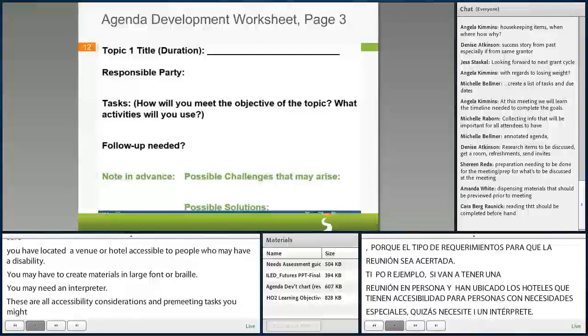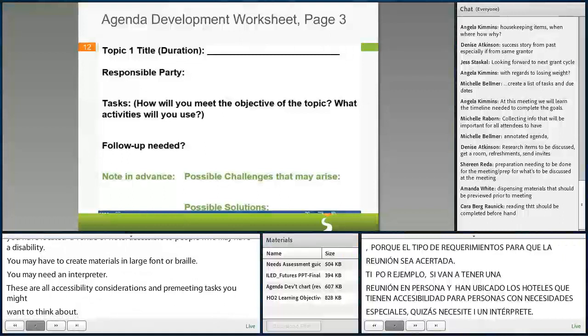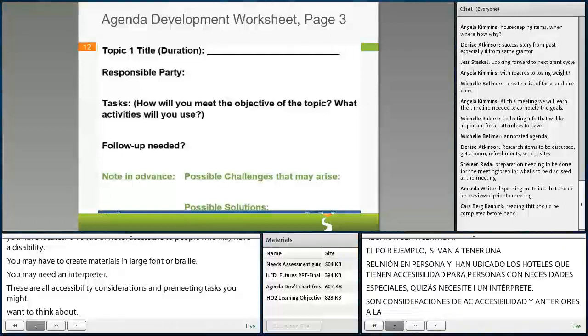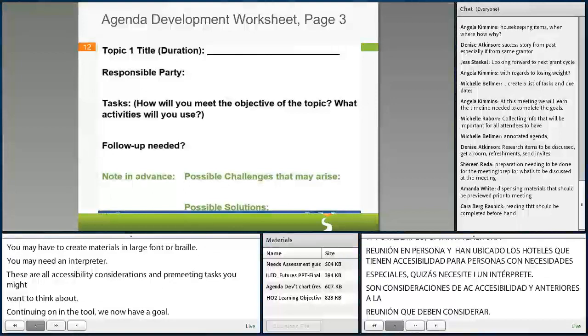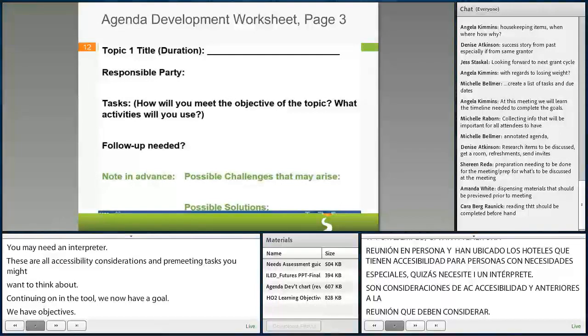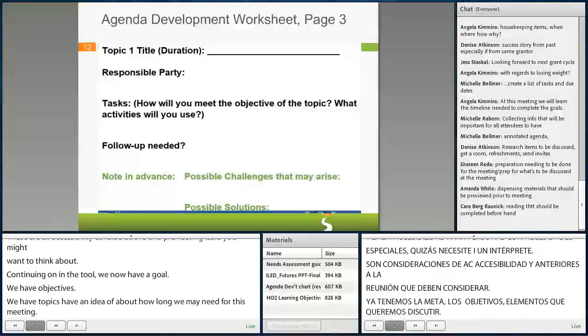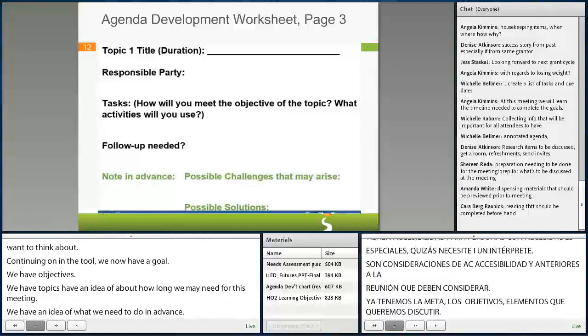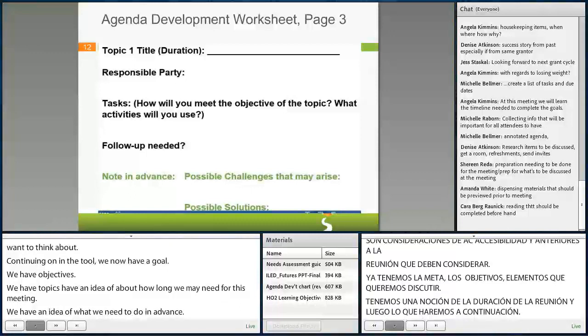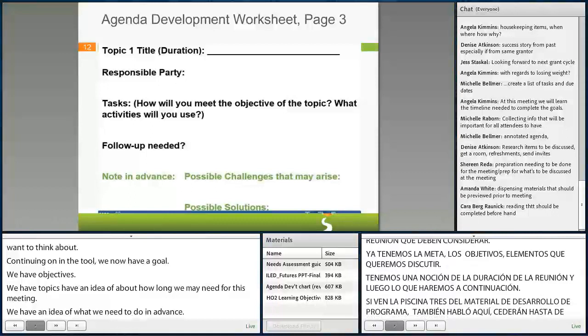Okay. So continuing on in the tool, we now have a goal. We have objectives. We have topics that we want to cover. We have an idea of about how long we may need for this meeting, and we have an idea of what we need to do in advance beforehand. So if you look at page 3 of the Agenda Development Worksheet, or here on the screen, on the slide, I have a screenshot of it, you will see that the tool is even further broken down by topics so that you can really think about the segments of your meeting and any kind of notes that you might want to take to prepare for the individual segments or pieces of your meeting.